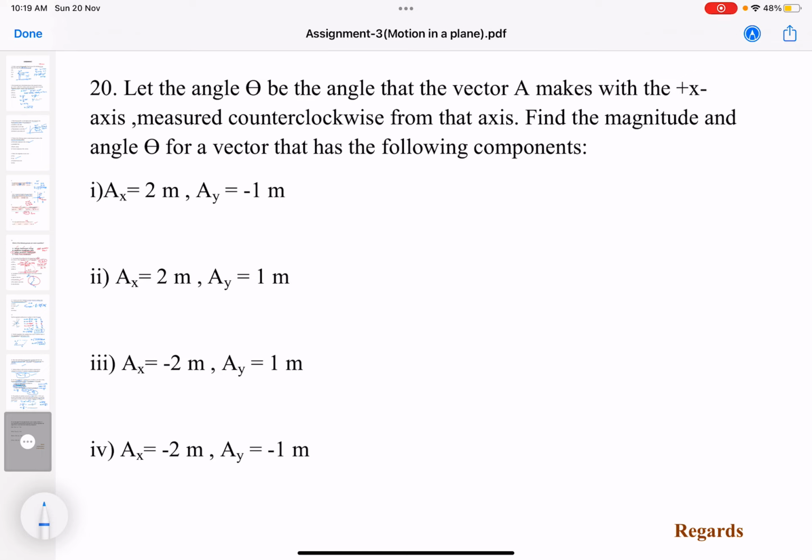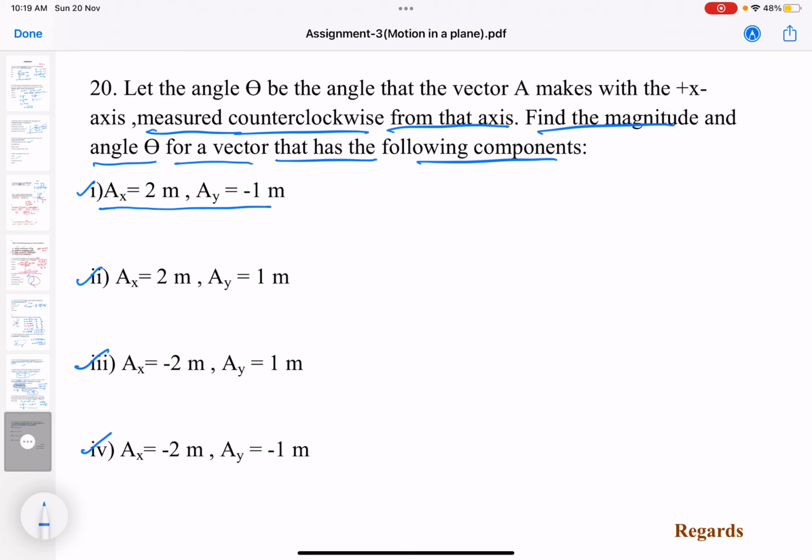Let the angle theta be the angle that a vector A makes with the positive x-axis, measured counterclockwise (anti-clockwise) from the positive x-axis. Find the magnitude and direction or angle for a vector that has the following components. There are 4 different questions, 1, 2, 3, 4 here. I am going to explain one. You need to solve the remaining 3.